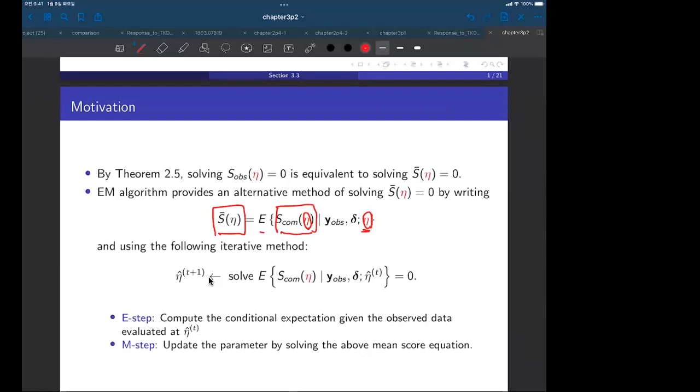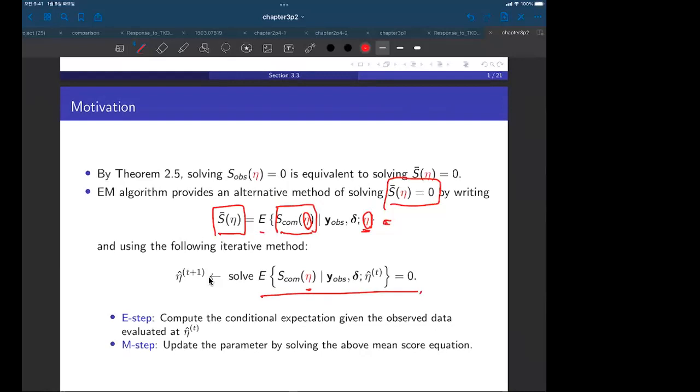To solve this equation, one way is to fix the parameter in the conditional expectation and solve it for eta. Notice that we have the red color in only one place. Then we can compute it iteratively. This is essentially a one-line summary of the EM algorithm. In the E step, we compute the conditional expectation given the observed data and the current parameter. In the M step, we solve this equation, the mean score equation.